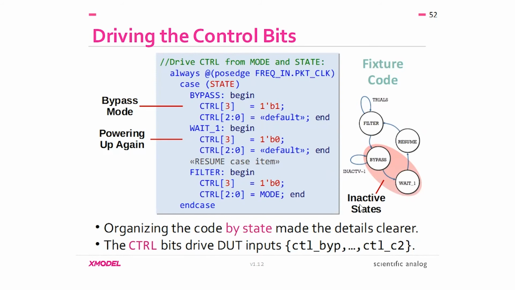And the state diagram is shown here at the right. It reflects the simulated waveforms we just saw. For example, when the parameter inactive is set to 5, that results in 4 bypass cycles and a single wait cycle, followed automatically by a resume.